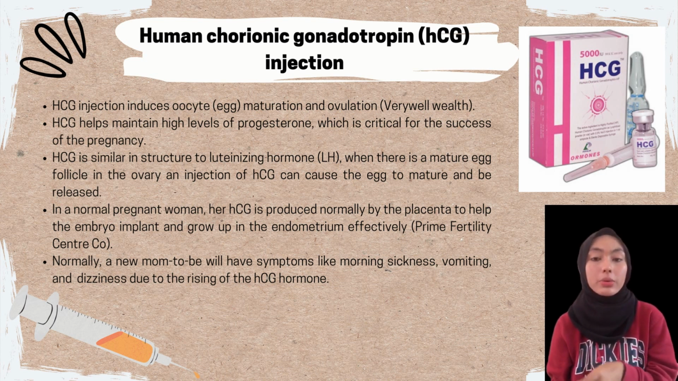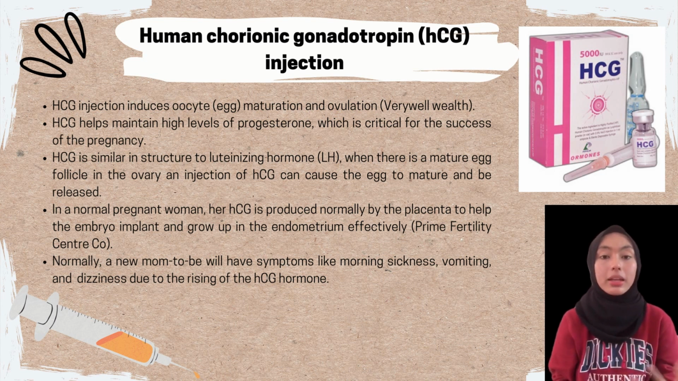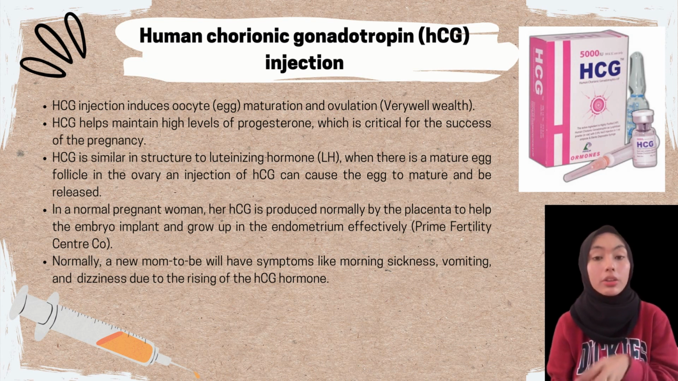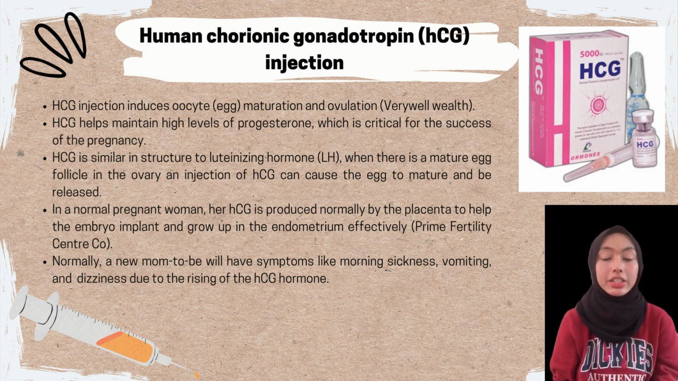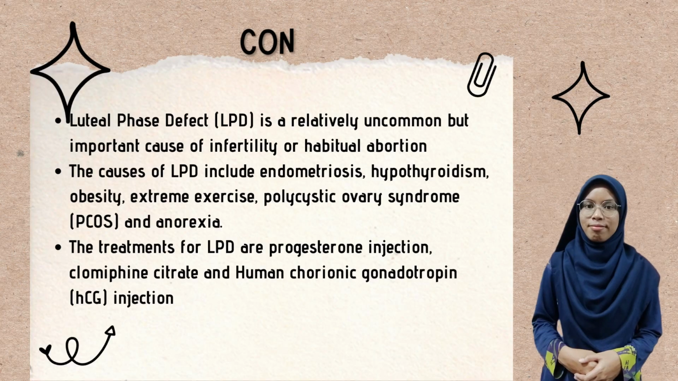However, in a normal pregnant woman, HCG is produced naturally by the placenta to help the embryo implant and grow effectively in the endometrium. Normally, a mom-to-be will have symptoms like morning sickness, vomiting, and dizziness due to the rising HCG hormone.